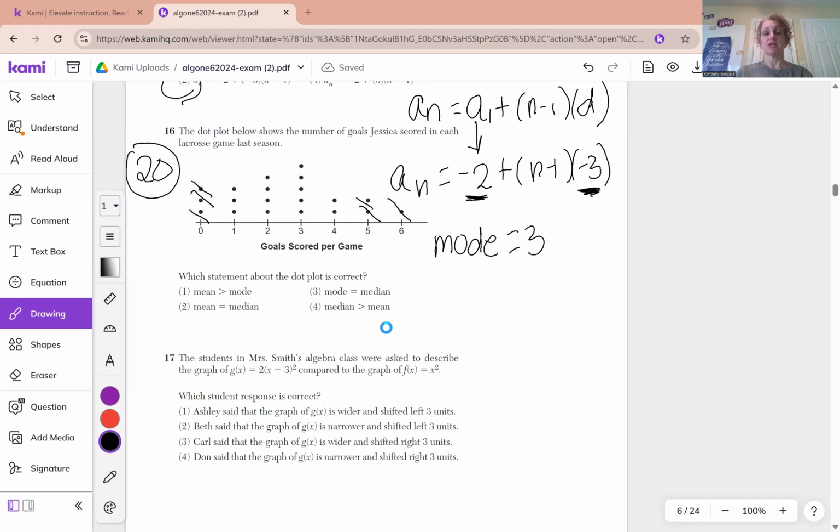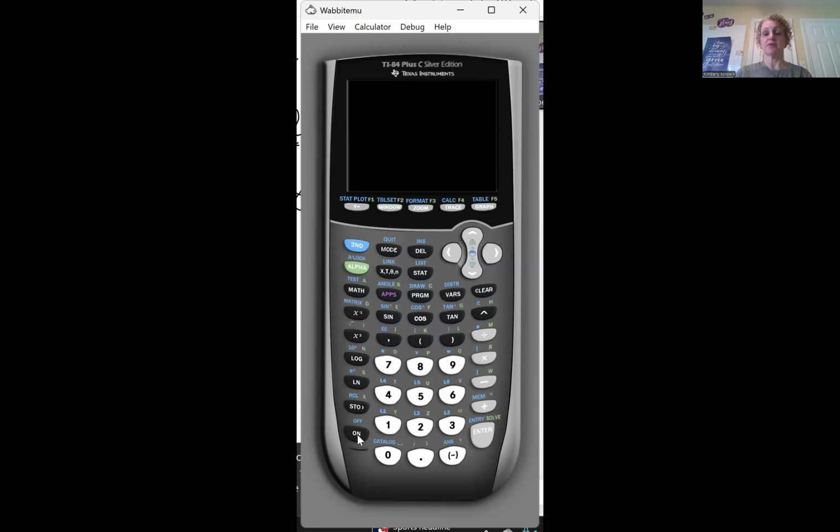All right, one second. Let me just make sure it's sharing my calculator and not my document. So hold on one second. Oh, here it is. Here's the calculator. All right, so you should be seeing my calculator at this point, right?